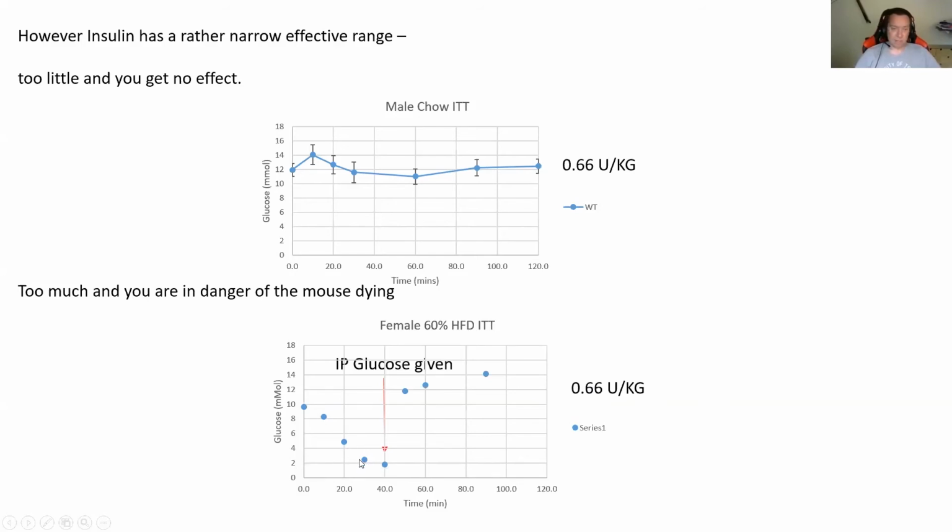And so at 30 minutes, it got down to 2.5. And so we were actually required to do an additional measurement under our license 10 minutes later, because normally we wouldn't take a 40-minute measurement. And at this point, it had reached 1.8. It had not started to rectify. So then we inject glucose. And that's why we see a sudden jump up. And so we saved this mouse, which was good.